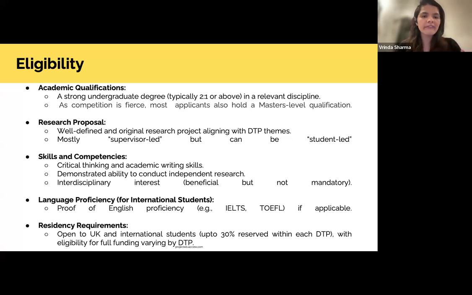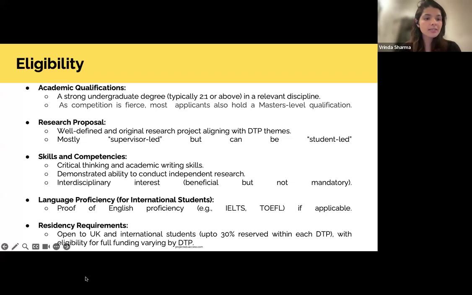So if you go to every university's page, you'll be able to find whether the university also supports student-led schemes or not. But in the case of most of the universities that I know, they do support student-led projects. Then we come to skills and competencies. So in your application and during the entire interview process, they're trying to assess whether you have strong critical thinking or not, whether you have good academic writing skills or not, whether you're able to demonstrate that you've had previous independent research experience. Do you have the sort of interdisciplinary interest that they require? So all of these things they try to assess in all stages of the application process.